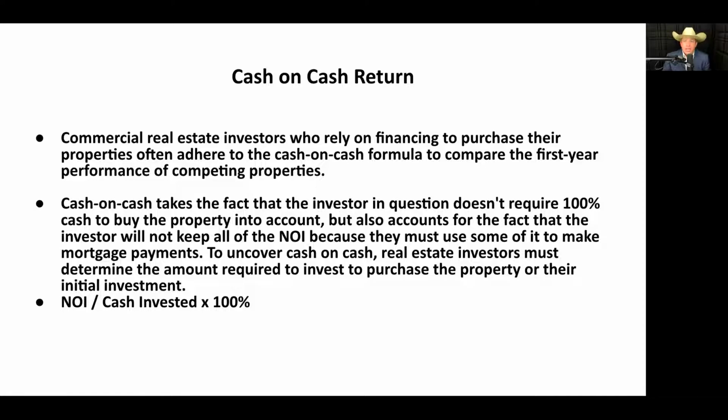The cash on cash takes the fact that the investor doesn't require 100% cash to buy the property, but it also accounts for the fact that the investor will not keep all of the NOI because they must use some of it to make mortgage payments. So this is going to allow you to accommodate for that. To uncover the cash on cash, real estate investors must determine the amount required to invest to purchase a property, or their initial investment. It is the NOI divided by the cash invested, and then you multiply that by 100%. I'm going to show you exactly how to do that.